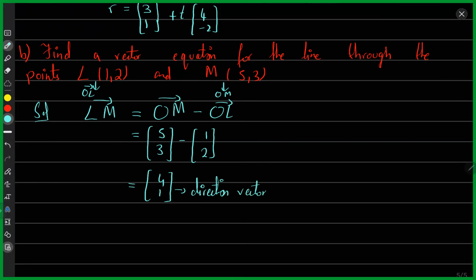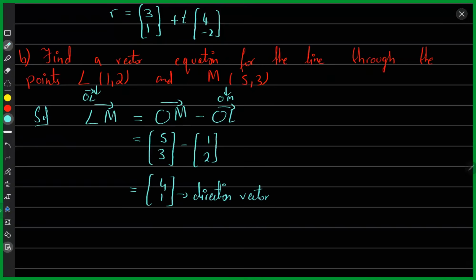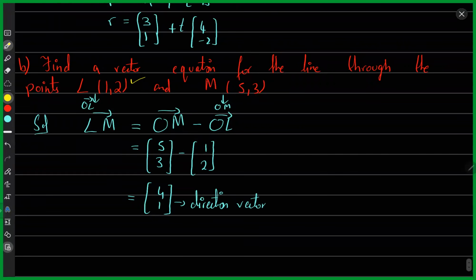In order to find the position vector lying on the line, we have two choices. It can be L, it could be M, it's completely up to you. Now, the general vector equation is r equals a plus t b. This a is the position vector. It's your choice.